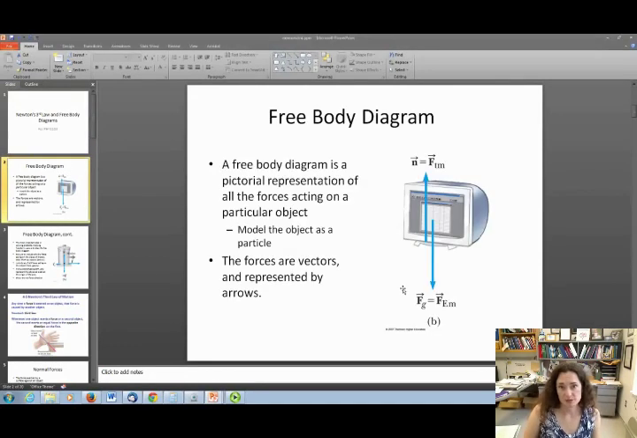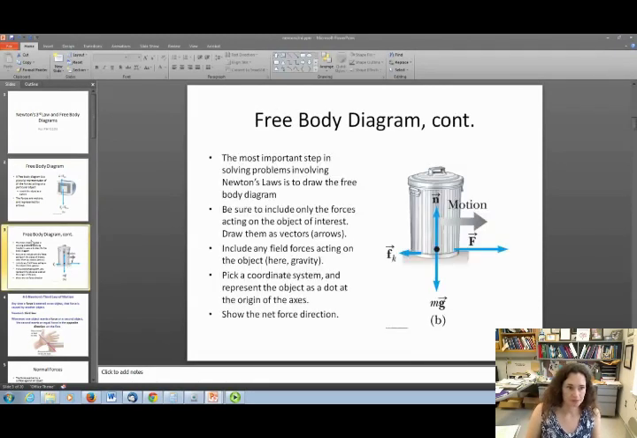So first, what is a free body diagram? A free body diagram is the picture that you'll draw whenever you have any of these force problems from chapters 4 and later. It is a picture that represents all the forces that are acting on a particular object. You'll model the object as sort of a point particle, and you'll draw all the forces acting on that object as originating from that point. The forces are vectors, and so they're going to be represented by arrows. Of course, the length of the arrow shows the magnitude of the force, and the direction that you draw the arrow in shows you the direction.